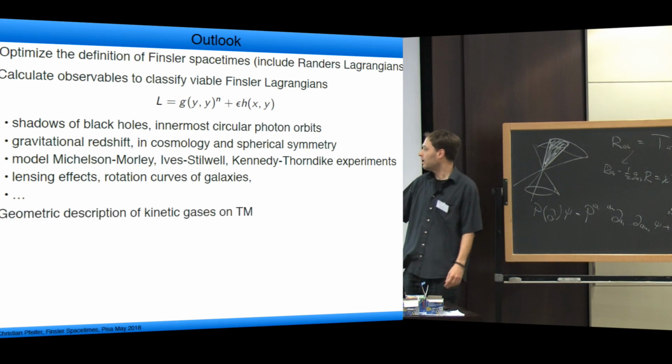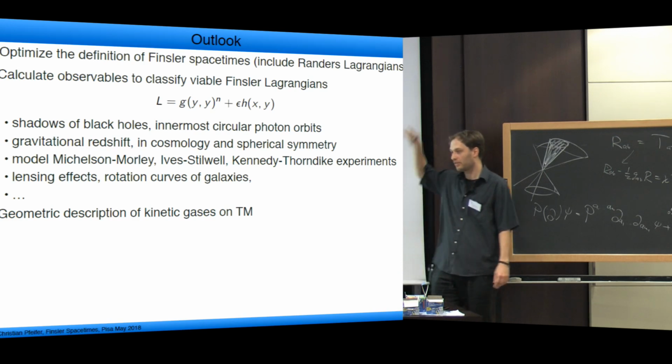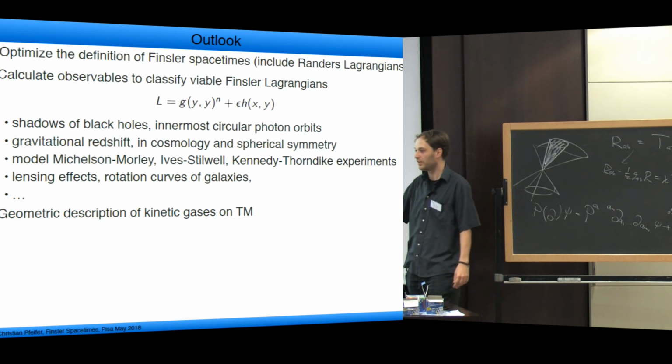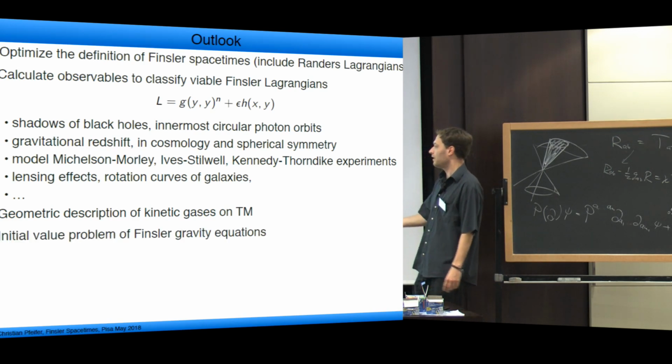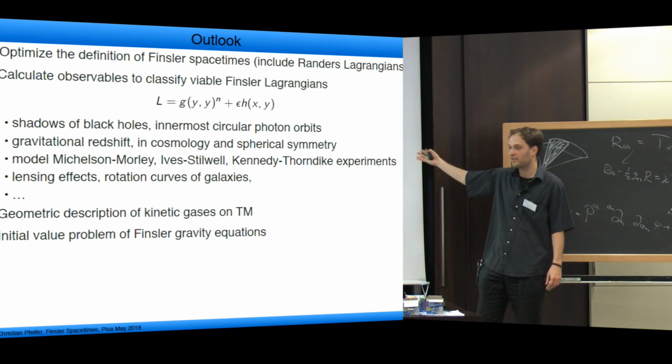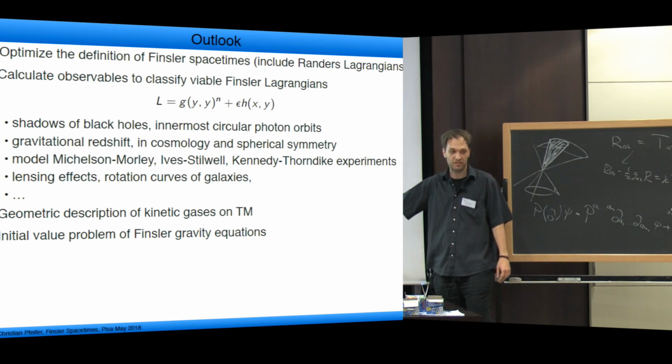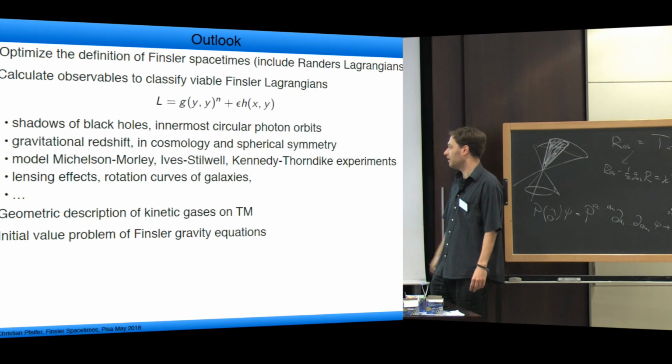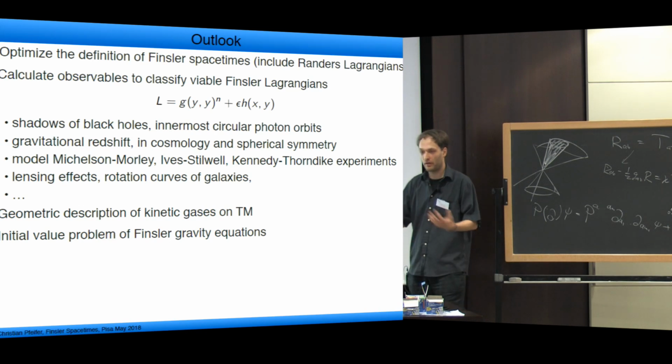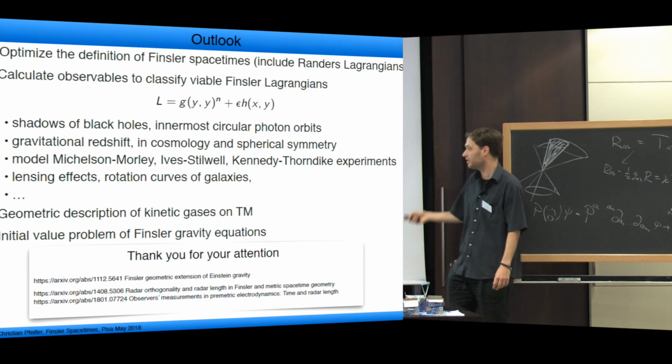And then there's an interesting relativistic description of gases directly on the tangent bundle. It would be interesting to couple this directly to a Finsler geometry. And then something like the initial value problem of the Finsler gravity equations would be interesting. So are they predictive? Or are there further conditions needed to have predictive gravity equations?